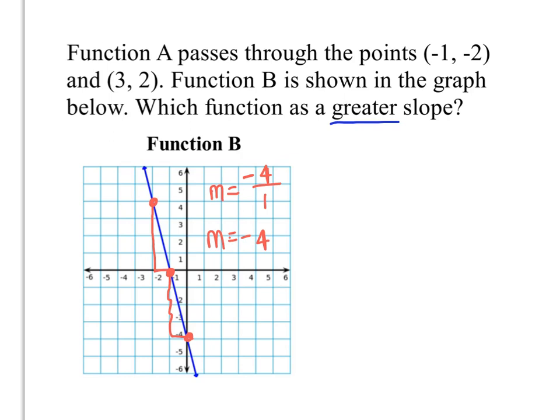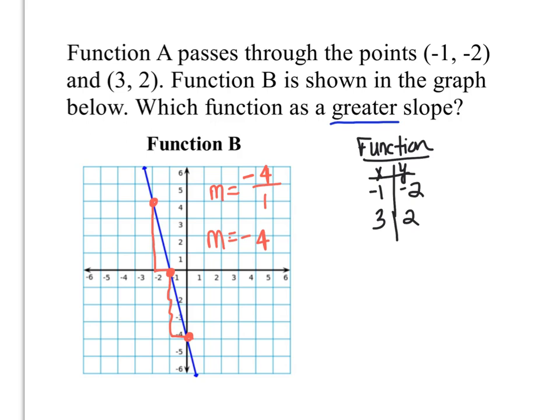Now function A. And at this point, make sure you're also doing this on your paper. I can take my points, and the easiest way to figure out our slope is just put it in a table. So I have -1 and -2 as my first point, and 3, 2.